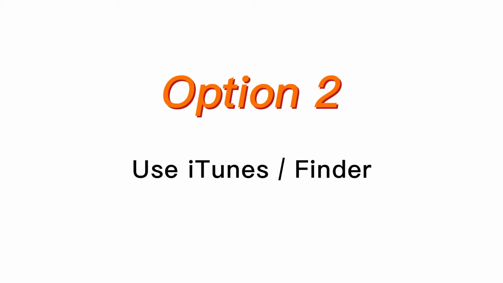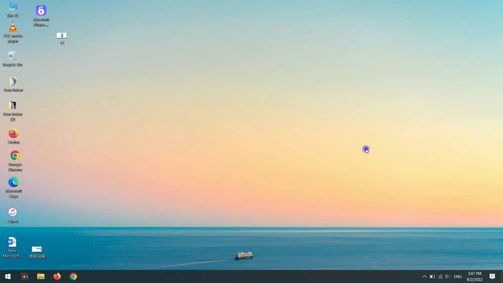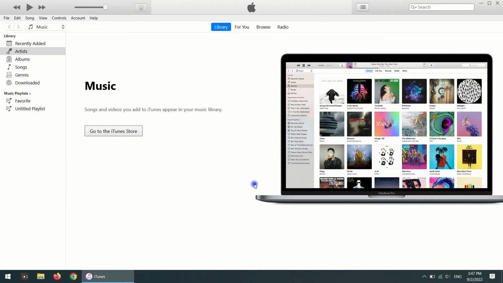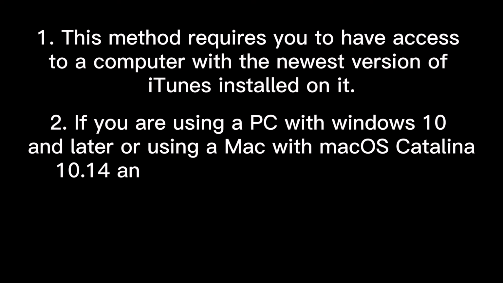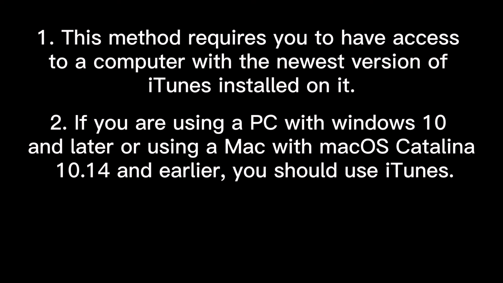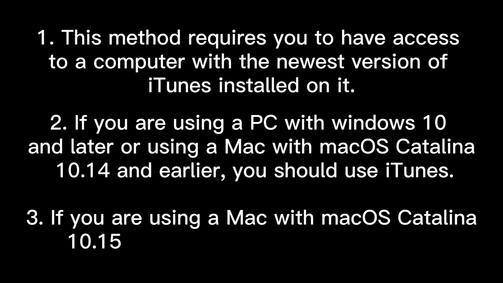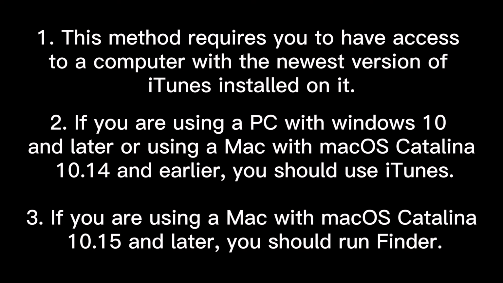Option 2. Use iTunes or Finder. If you have iTunes installed on your computer, it can be used to reset your device. Now let's start the steps to reset your device using this program. Before you do this, your computer should meet these requirements I mention below. 1. This method requires you to have access to a computer with the newest version of iTunes installed on it. 2. If you are using a PC with Windows 10 and later, or using a Mac with macOS Catalina 10.14 and earlier, you should use iTunes. 3. If you are using a Mac with macOS Catalina 10.15 and later, you should run Finder.